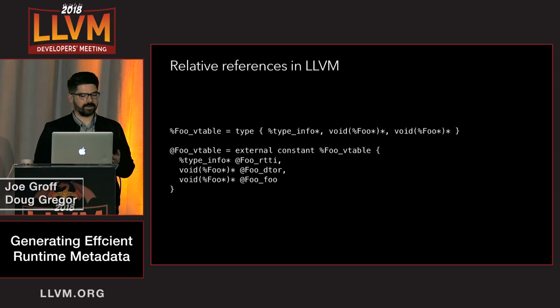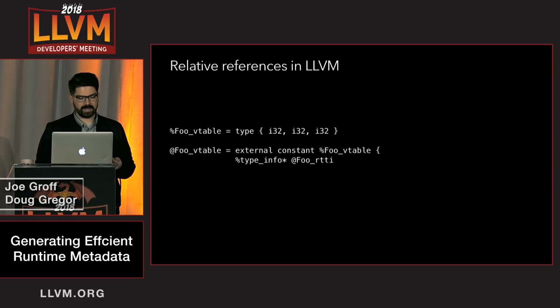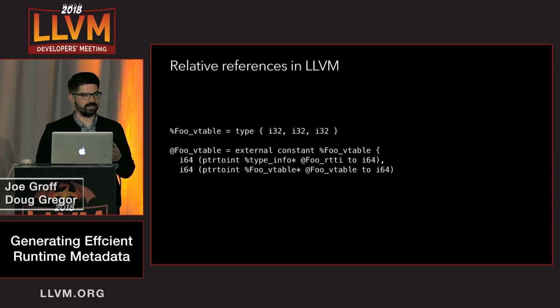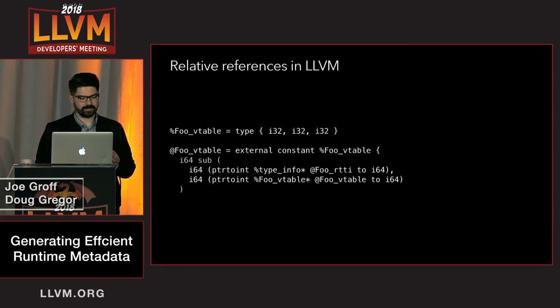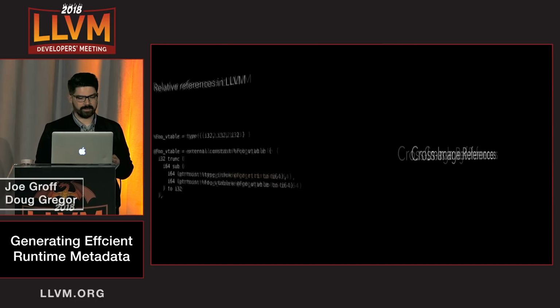If you're writing your compiler in LLVM, you can take advantage of relative references as well. It's not quite as nice as assembly language. Unfortunately, there's no direct support for subtracting two pointers in LLVM. There's no pointer sub instruction, as it were. But what we can do is convert both the reference and the address of it into integers, subtract those, and then truncate that down to the desired 32-bit result. And although it's a rather verbose notation, it lets us represent a relative reference in LLVM.